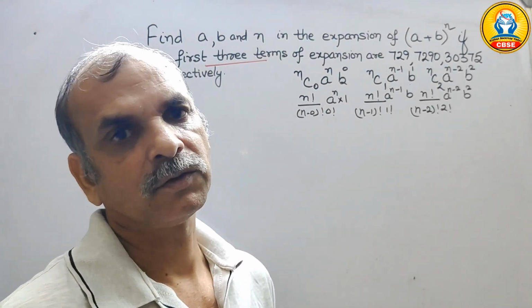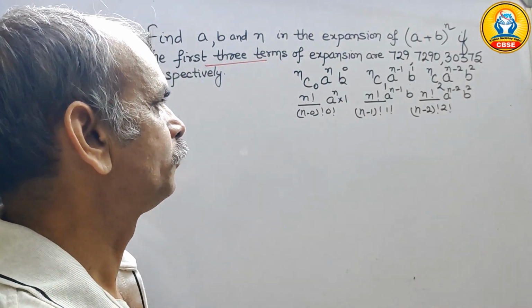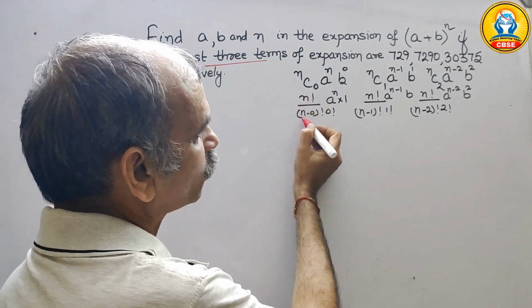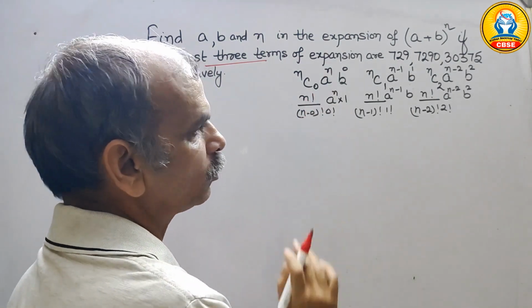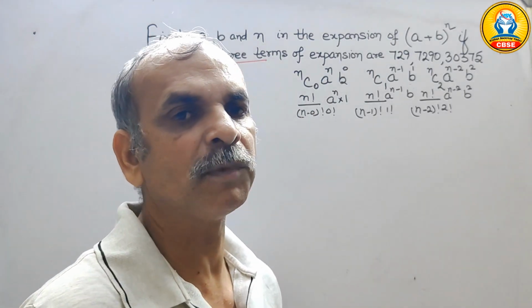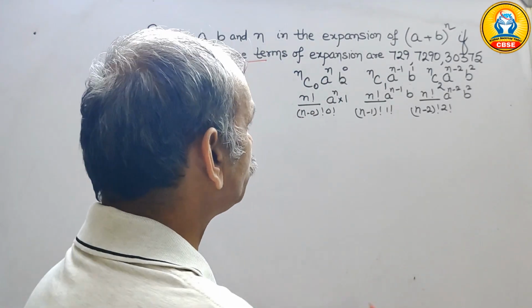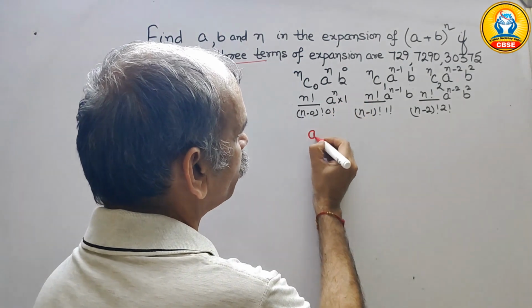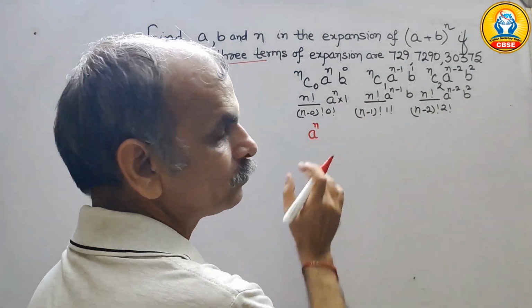If you solve this one by one, what will you get? Here n factorial and n factorial will go out, and 0 factorial is nothing but 1. So now we will get a to the power of n. This is your first term, T1.